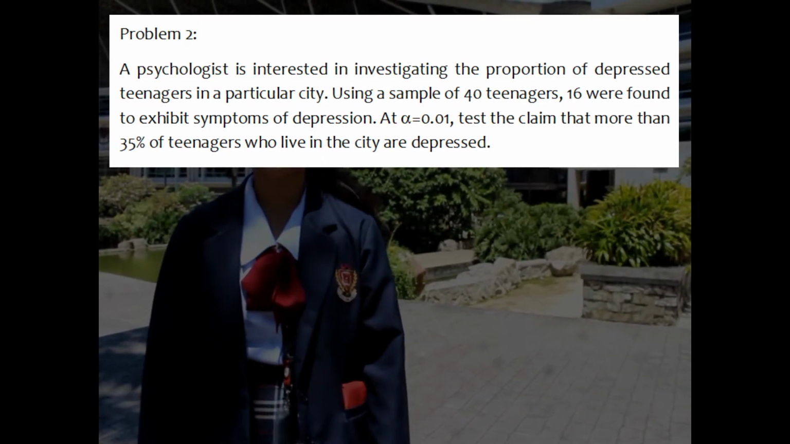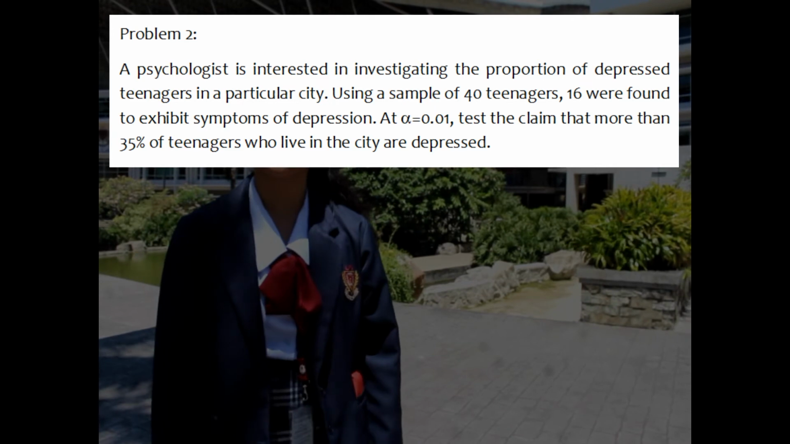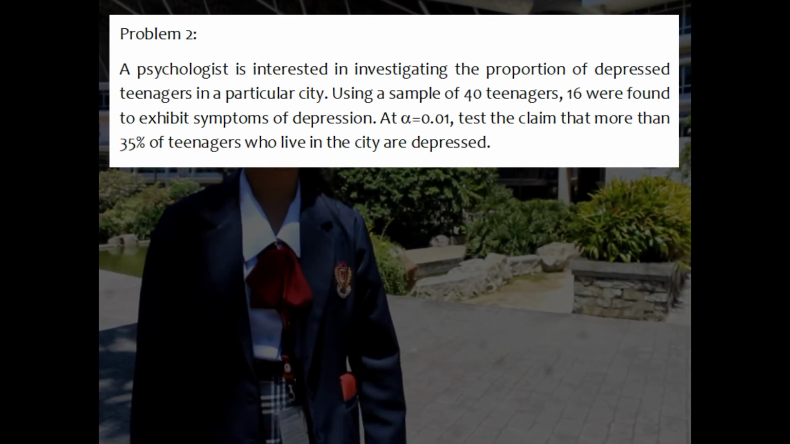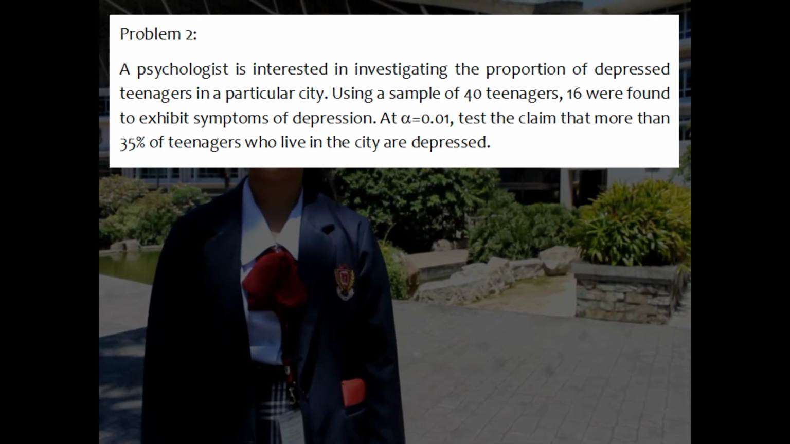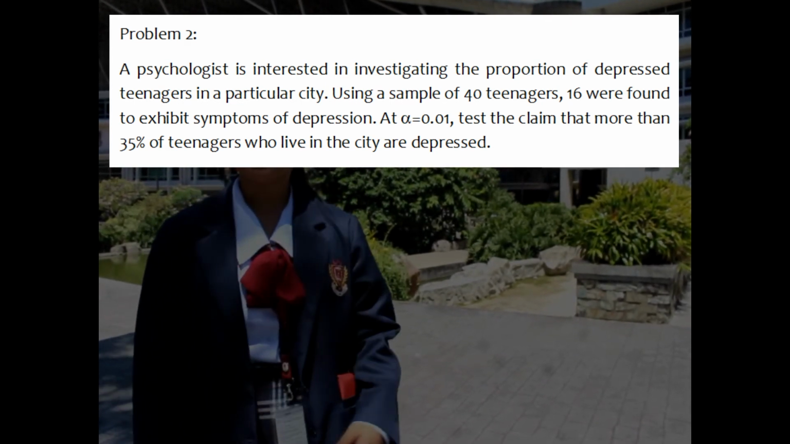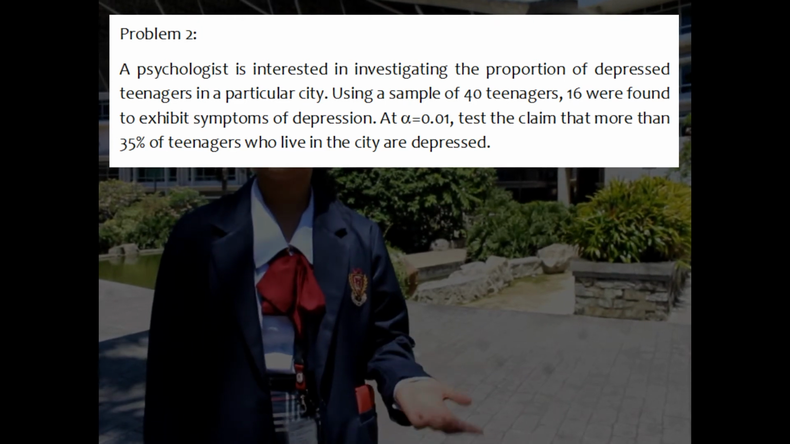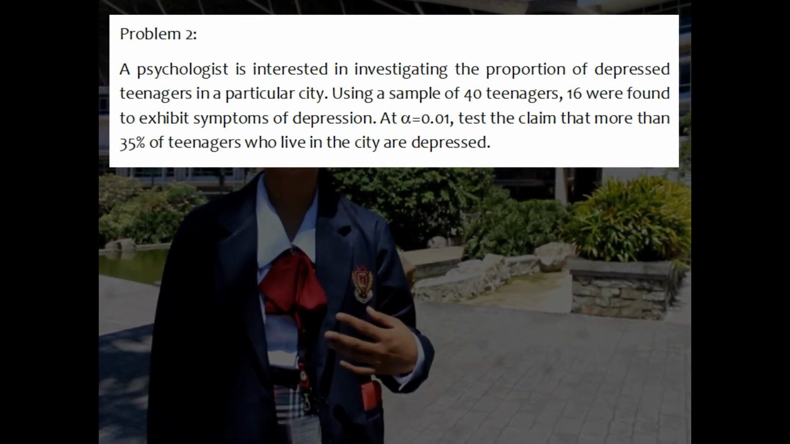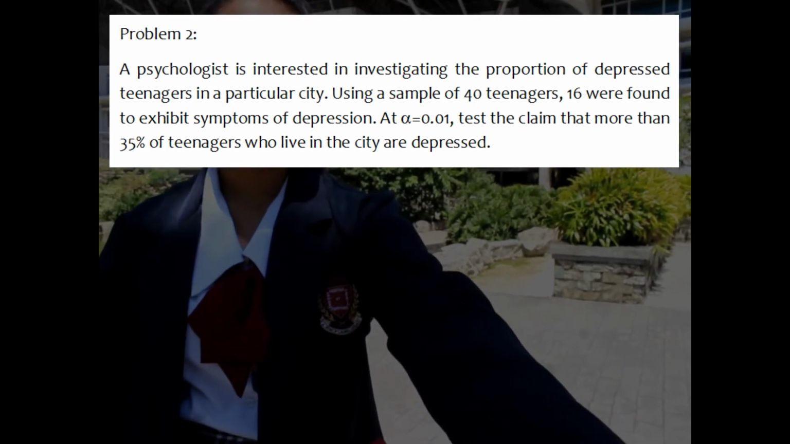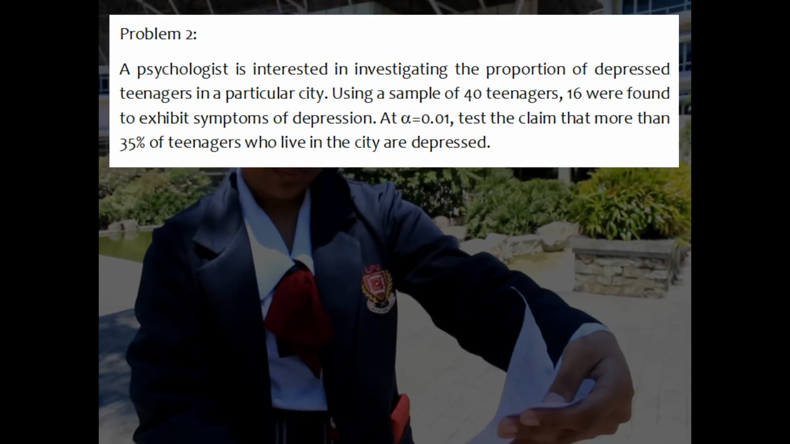Problem number 2. A psychologist is interested in investigating the proportion of depressed teenagers in a particular city. Using a sample of 40 teenagers, 16 were found to exhibit symptoms of depression. At 0.01 level of significance, test the claim that more than 35% of teenagers who live in the city are depressed.